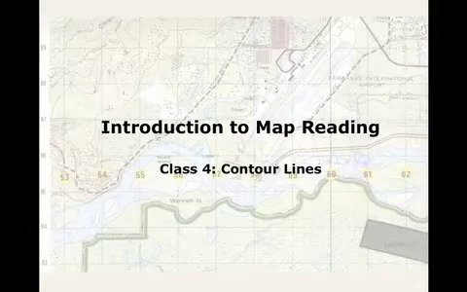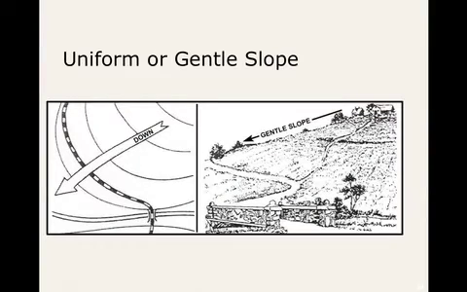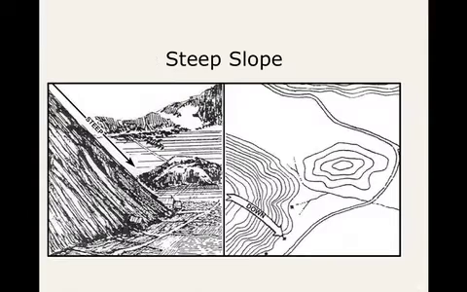In this class, we'll talk about contour lines. Contour lines are important because they show us on the map the changes in elevation, and we can learn a lot by looking at them. For example, a gentle slope is generally characterized by spread out contour lines, while a steeper slope has contour lines that are closer together.